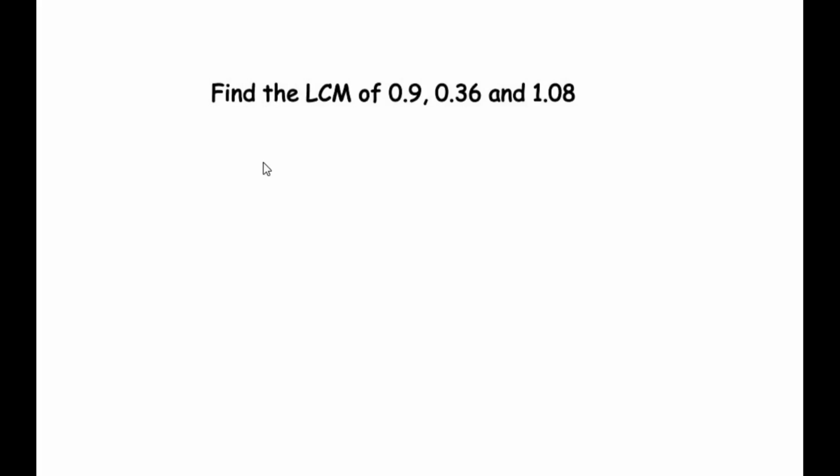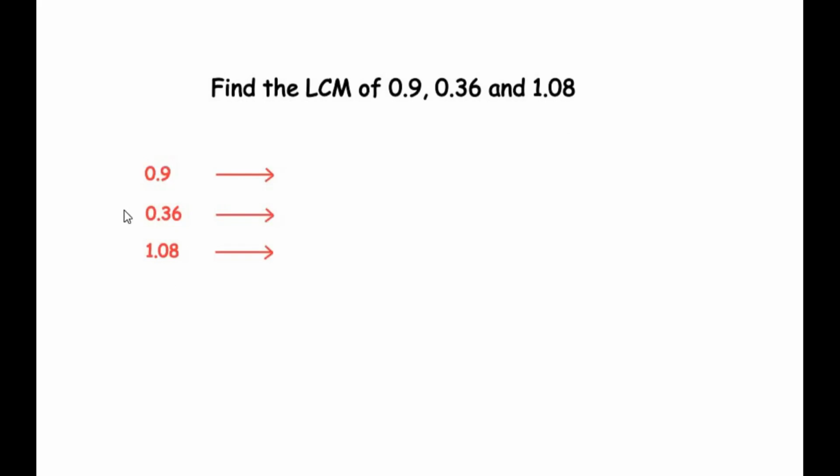In this video we are going to learn how to find the lowest common multiple, also called the least common multiple, of three decimal numbers. So the question is, find the LCM of 0.9, 0.36 and 1.08. Let me write down these three numbers first. I have written all three numbers over here.